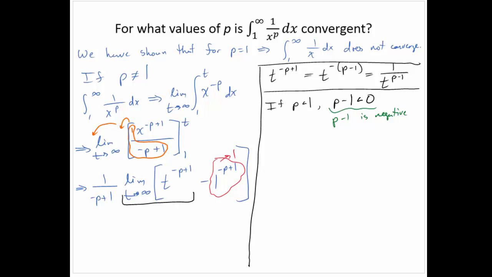So as t approaches infinity, 1 over t to the p minus 1 would approach 1 over infinity to a negative number. 1 over infinity to a negative number would approach infinity to a positive number, which is infinity. Does not converge.